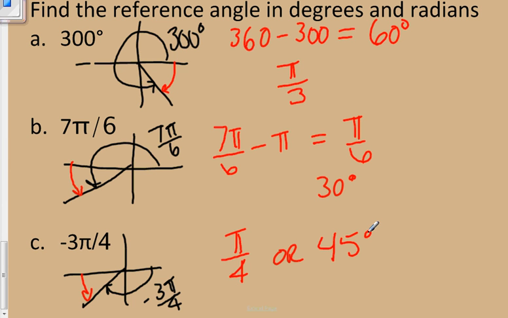And on our next video, we'll actually look at the sine of negative 3 pi over 4, or cosine of negative 3 pi over 4, using our reference angle and making sure that we remember who's positive or negative in those quadrants.